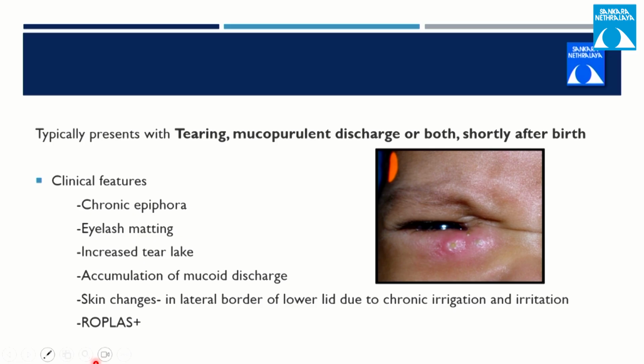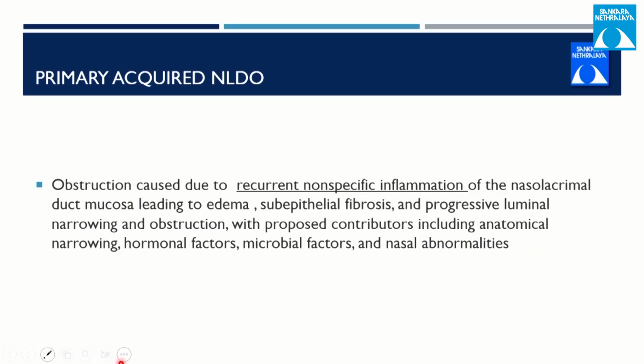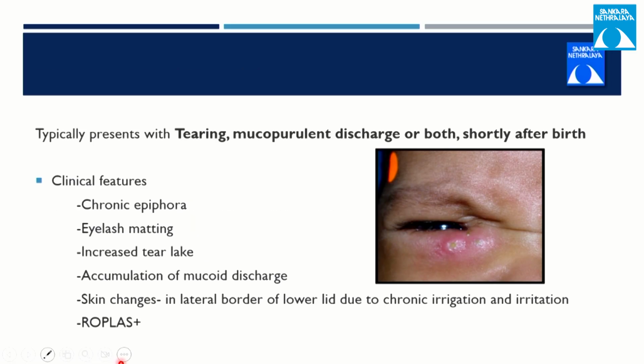The clinical features are chronic epiphora, eyelash matting, increased tear lake, accumulation of mucoid discharge, skin changes in the lateral border of the lower lid. This is due to chronic irritation and irrigation, and ROPLAS is positive. So, what is the picture showing? Anybody?